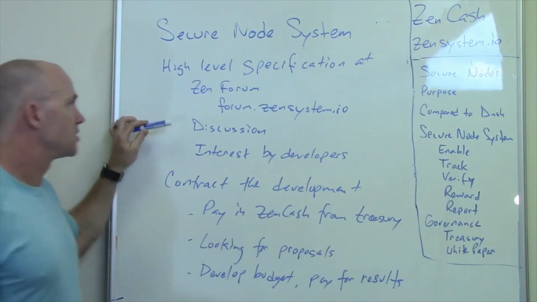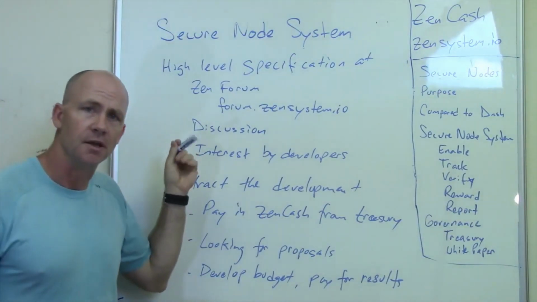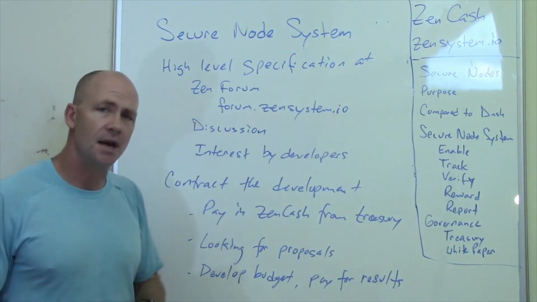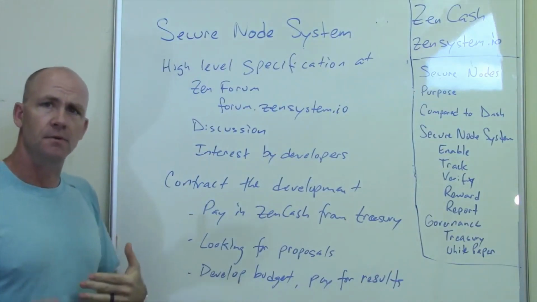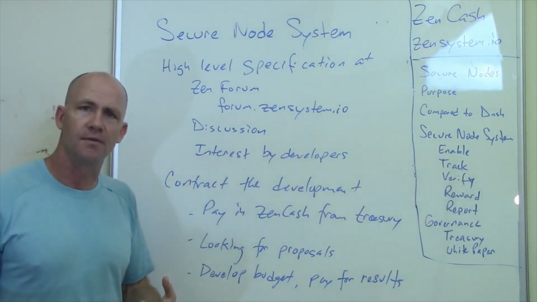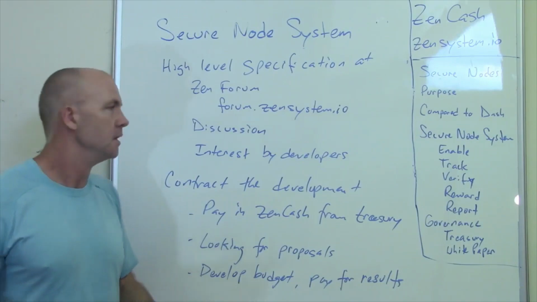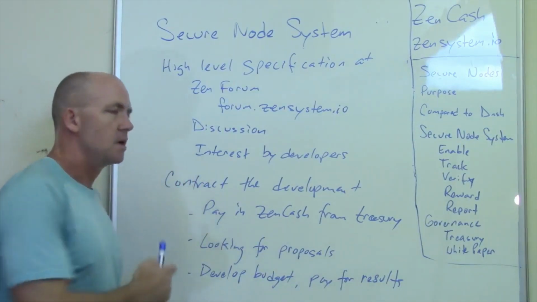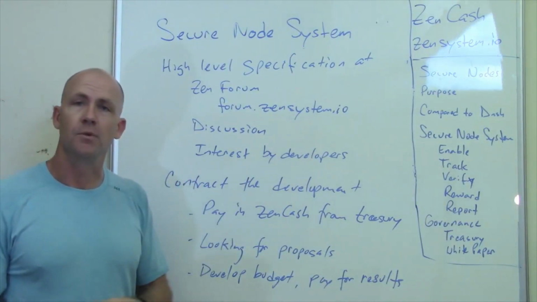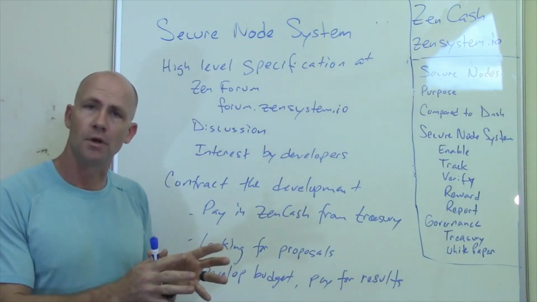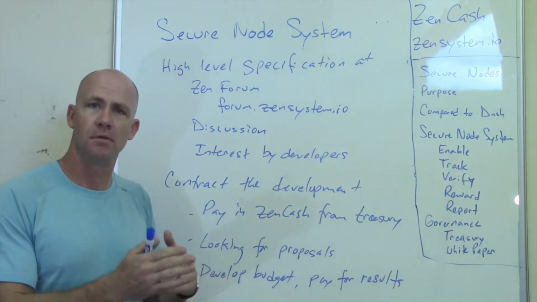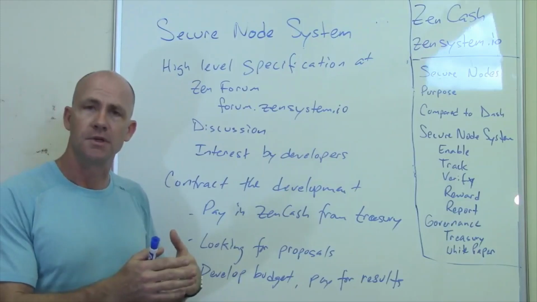We're having a discussion right now on the Zen forum. You can go take a look at this at forum.zensystem.io. I'd love to see what different developers and people think about this. And we're going to contract the development for this. We already have developers working on our Zen node software that are implementing OpenSSL, which is an important part of it.